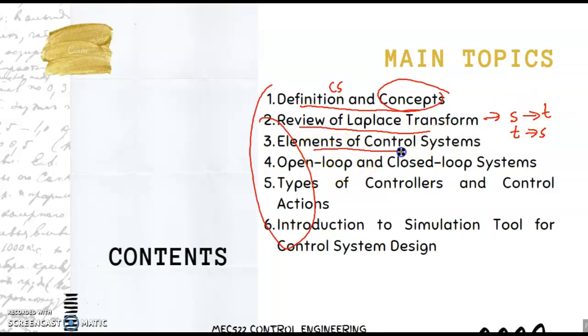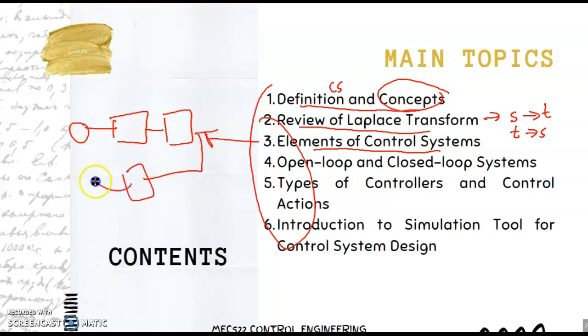Then you need to know the elements of a control system. What must be there? It has a block diagram, something like this, it has feedback. So you need to know what will be in this: what is this one, what is this one. After you know the elements of a control system, you need to know the types of system. We have 2 types: first is open loop and the second one is closed loop. What is its block diagram, its advantage, its disadvantage.